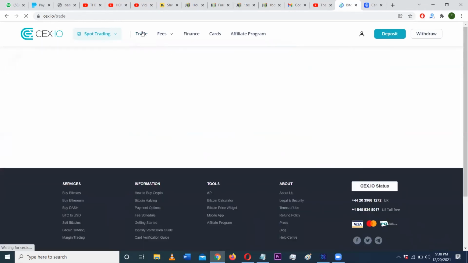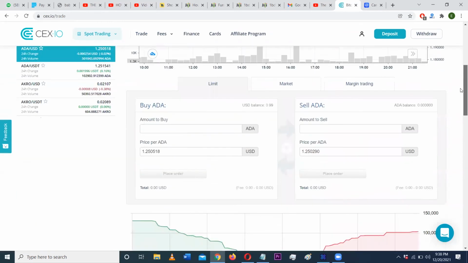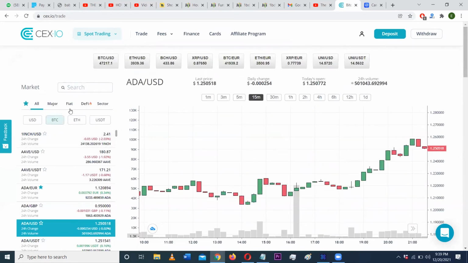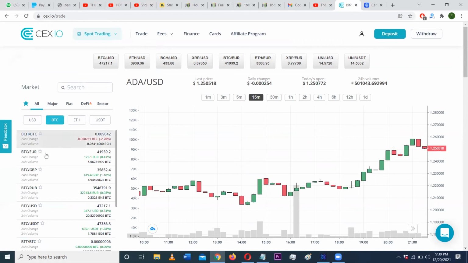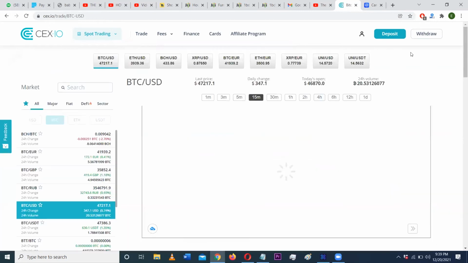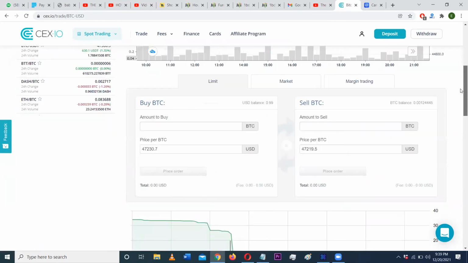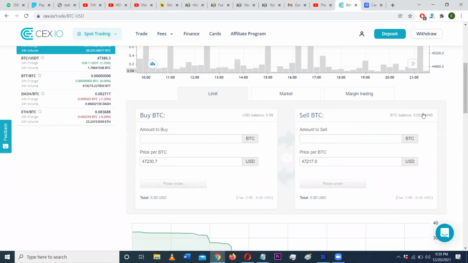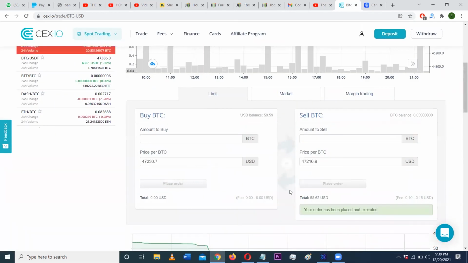When I sell the Bitcoin, I'll have US dollars and I use that to go and buy Cardano or something else. So sell Bitcoin, USD, Bitcoin and dollars. I'm not going to set my own price because if I set my own price, I have to wait for it to reach that price before it's sold. So I'm just going to sell Bitcoin at whatever the current price is. Place order. Your order has been placed and executed. So I've sold my Bitcoin.